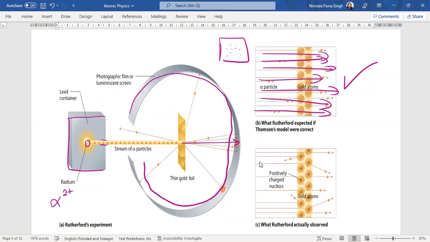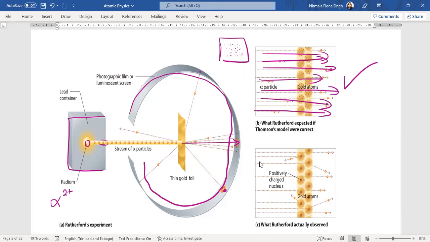Y'all, if they could check in every 10,000, back then you had to do this experiment for a long time, and they would check these little flashes of light, check and check and check, all these little flashes. So they would know where the alpha particle hit the gold foil, hit the photographic film. But what was happening? They would get a little flash somewhere else happening.